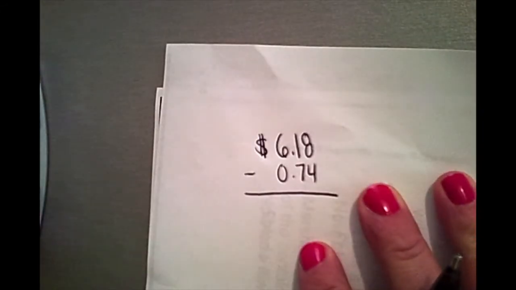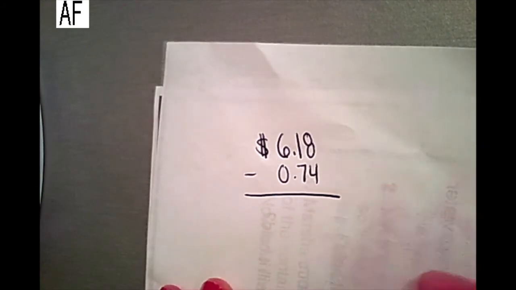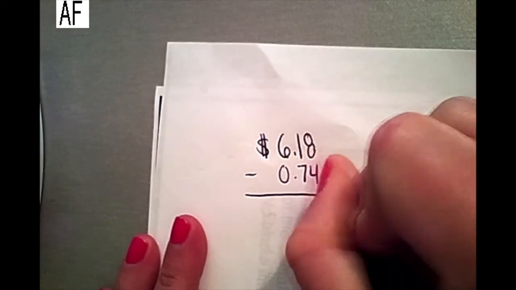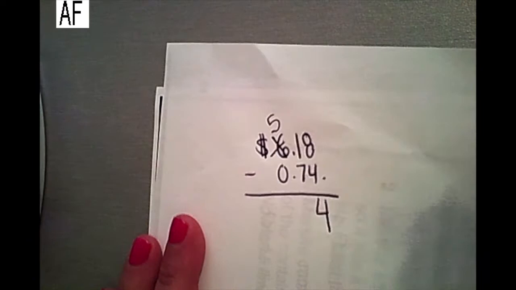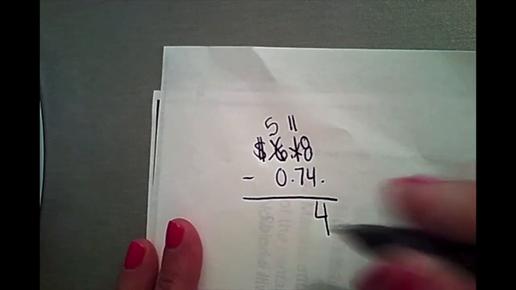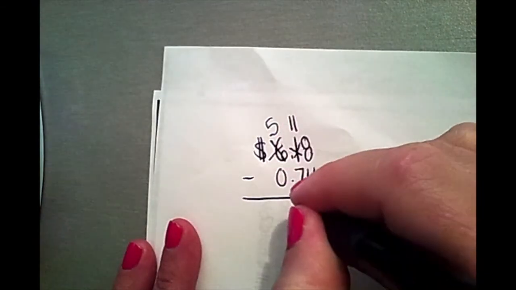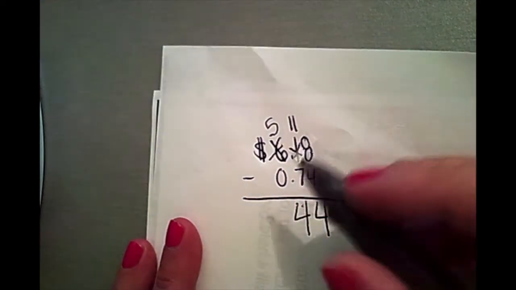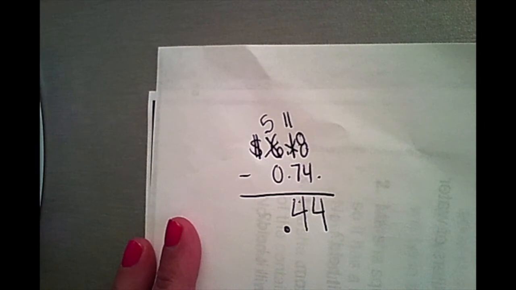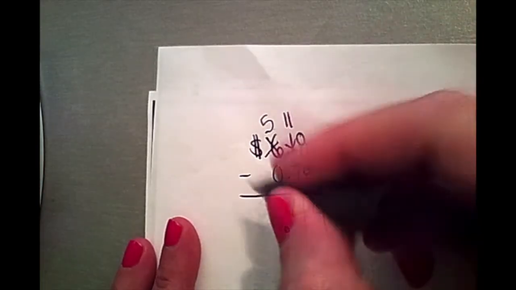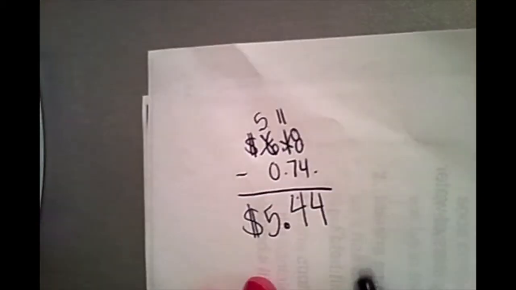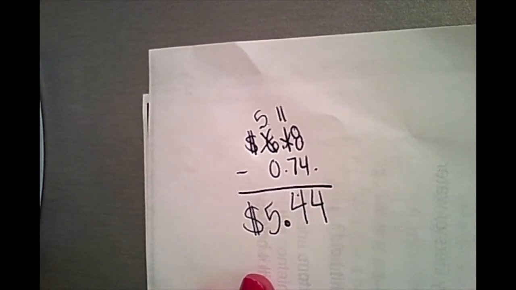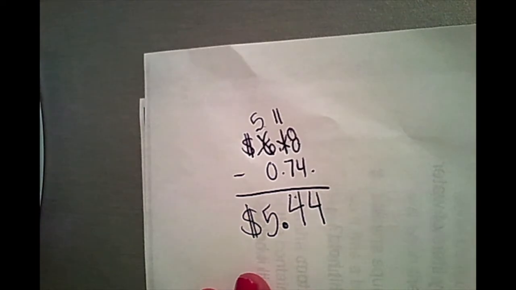Okay, for this last one, what we are going to do is 8 minus 4 is 4. We can't take 7 minus 1, so we need to borrow from the 6. 6 becomes 5. And then this becomes 11. 11 minus 7 is what, everyone? 4. Very good. We need to bring down that decimal. 5 minus 0 is 5. And dollar sign. Yes, I had to rewrite this one because I accidentally scribbled on the last one and it wasn't clear for you guys to see, so I rewrote it.